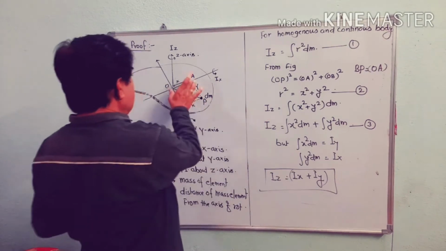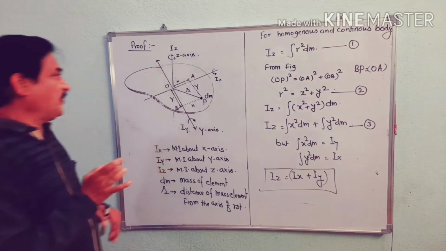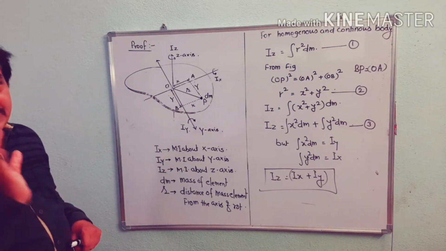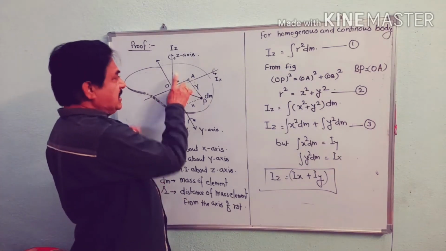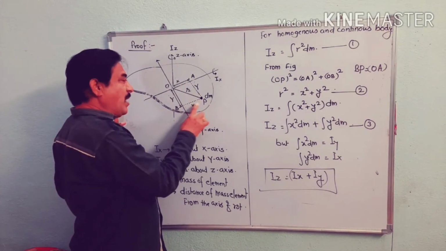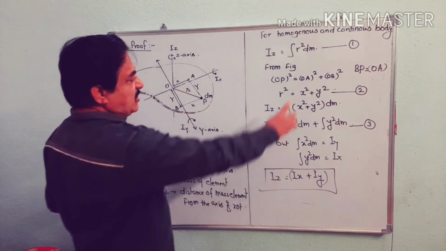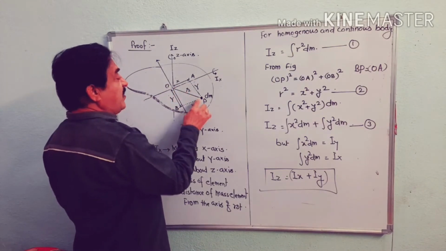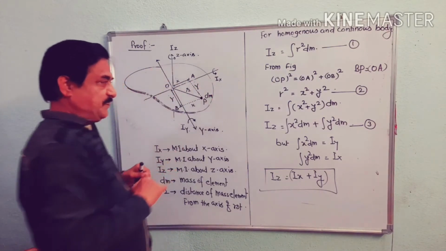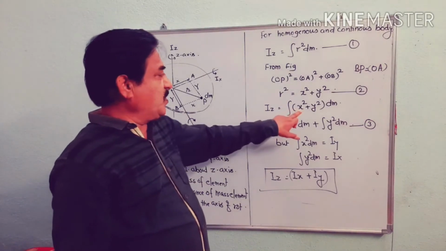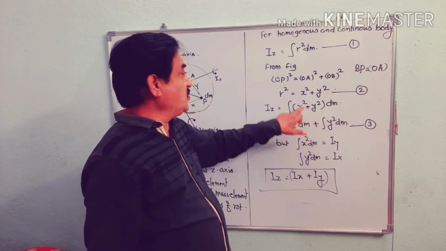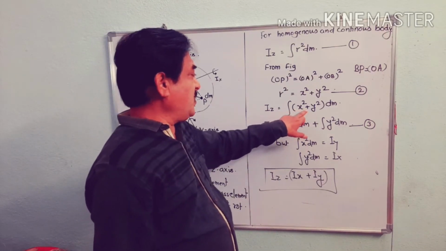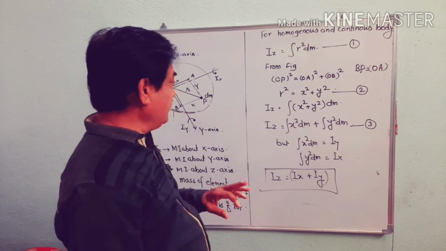But OA is equal to x. So, this is the distance of the particle from the y-axis. So, x is the distance of a particle P from y-axis. And this OB square, that is y square, this is the distance of a particle from x-axis. So, Iz is equal to integration of x square plus y square into dm. We will substitute this value in equation 1.